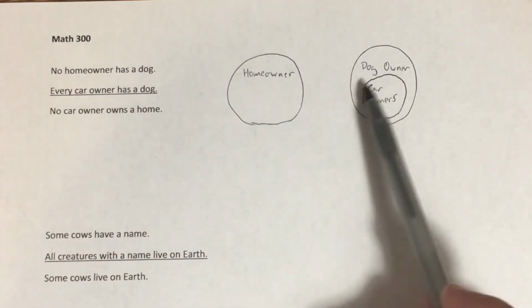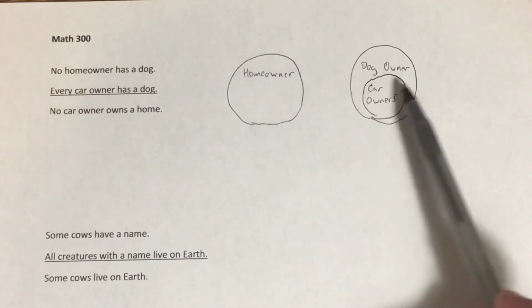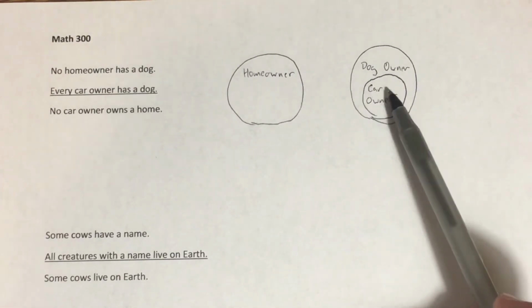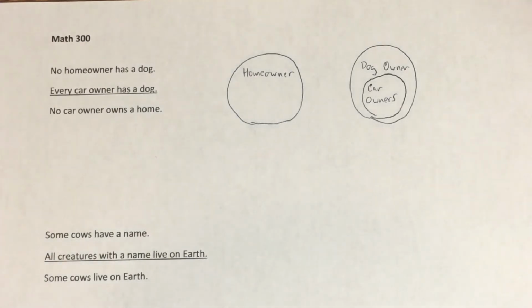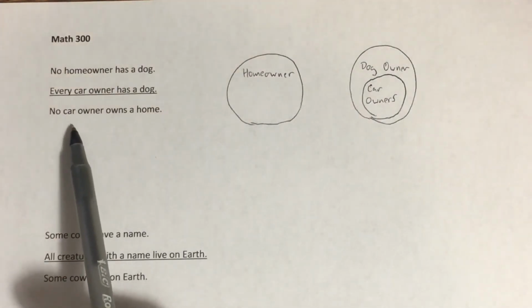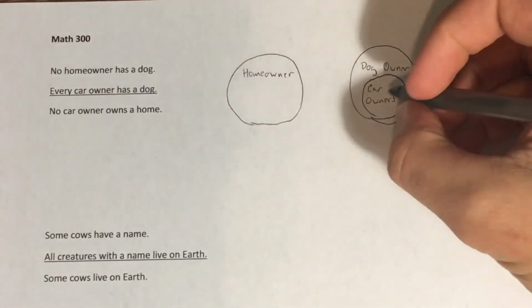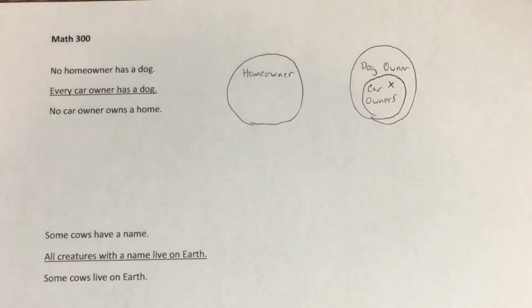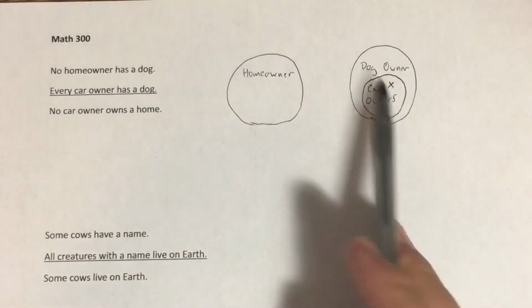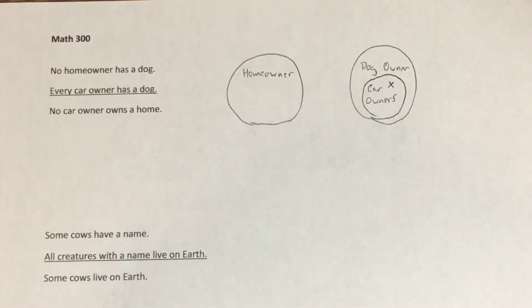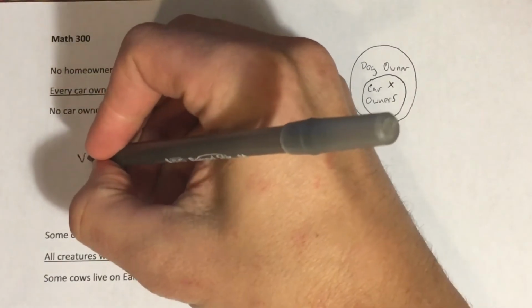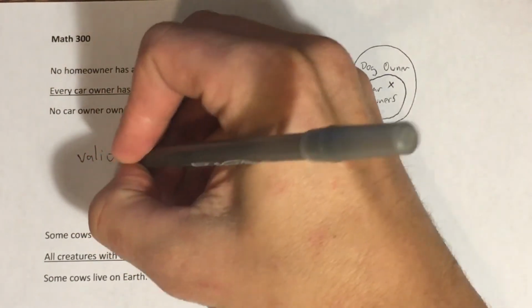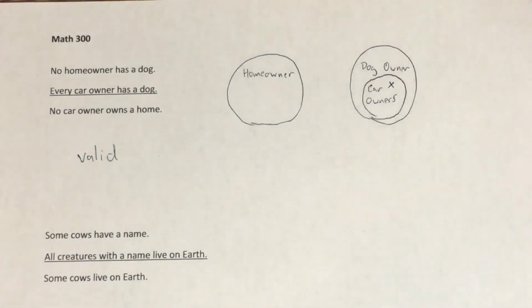By implication, then, we see that this set of homeowners cannot intersect this set of car owners, because in the process it would also be intersecting the set of dog owners, which can't happen. So that means none of the car owners, if you have a car owner, they live here inside this smaller circle. None of the car owners should be in the set of homeowners. That means that this conclusion is definitely true in light of the truth of those premises and making this a valid argument.